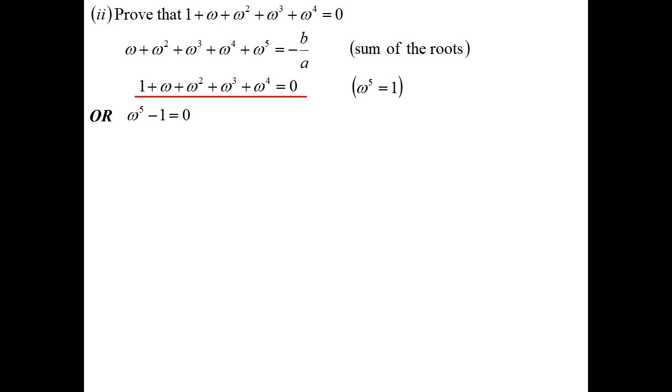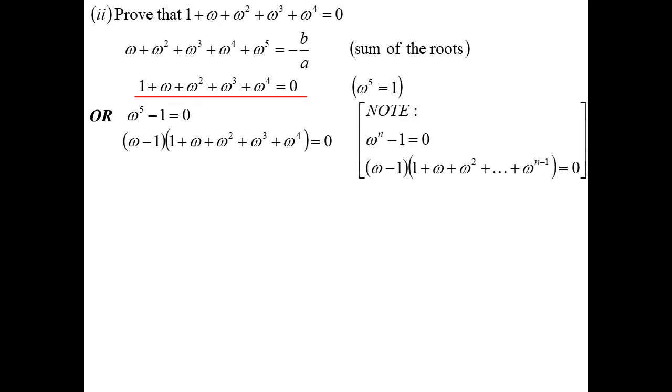Another way we could do it: omega to the power of 5 minus 1 is equal to 0. I could factorise that. We know omega minus 1 is one factor. Then the powers of 1 are going down by 1 and the powers of omega are going up by 1, other way around, I got it wrong. But anyway, you get 1 plus omega plus omega squared and so on in the second factor. A reminder: omega to the power of n minus 1 always factorises with omega minus 1 as a factor, and then it's plus all the other powers.